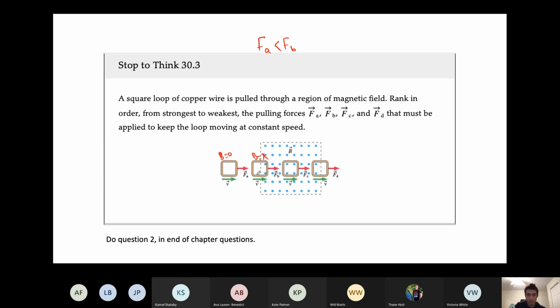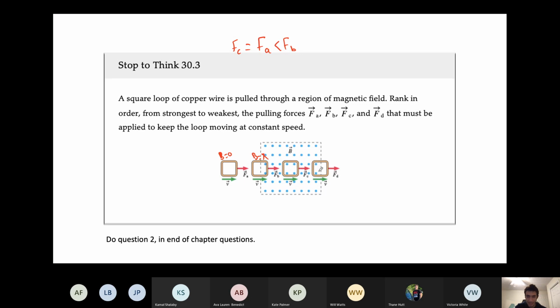Now, as the whole square is inside the magnetic field and moving inside of it, is there any change in the magnetic field? Yes or no? No. So there isn't really much of a force you need to apply to keep it moving with the same v. So you can just say it's equal to F of A.